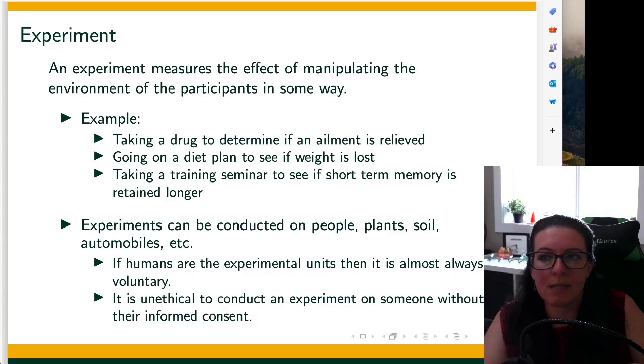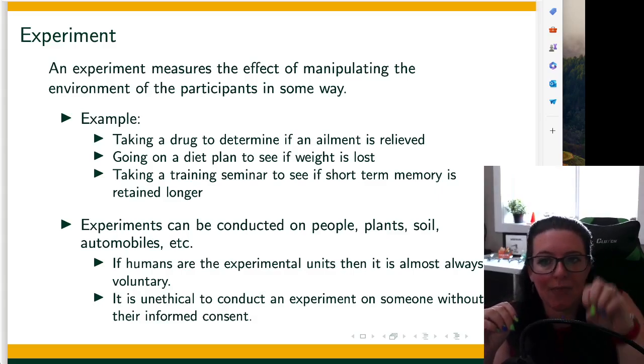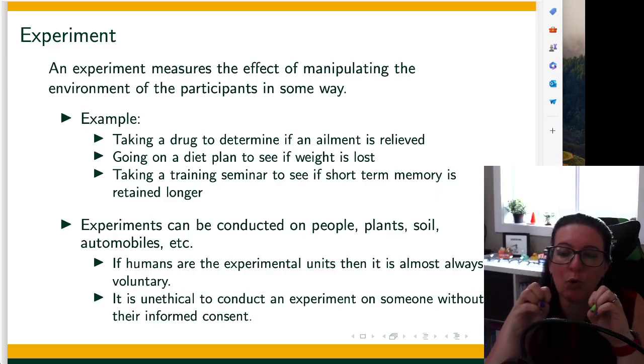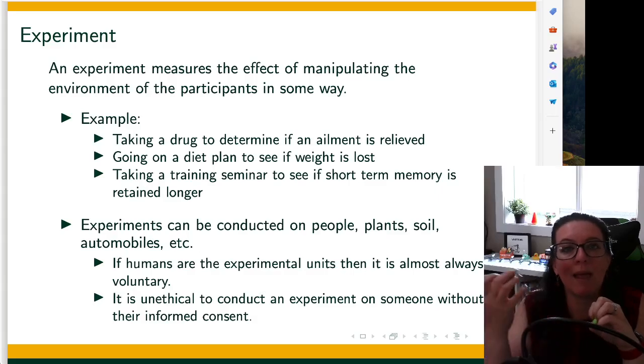When we talk about an experiment, we have some kind of treatment. We decide who is going to be the group that is going to get the treatment. We have a control group. That control group may get no treatment at all, or they may get the gold standard.